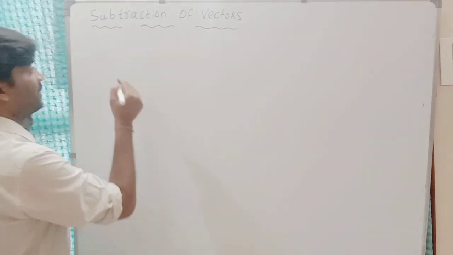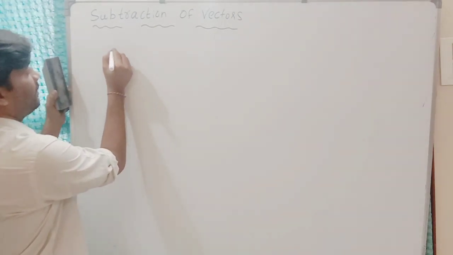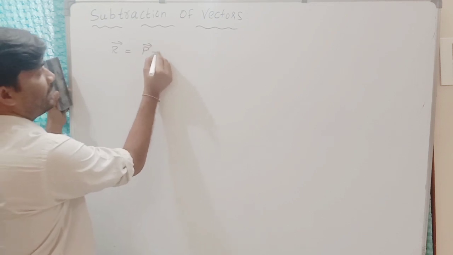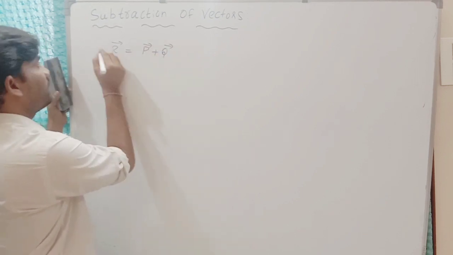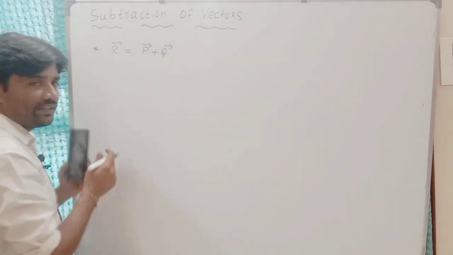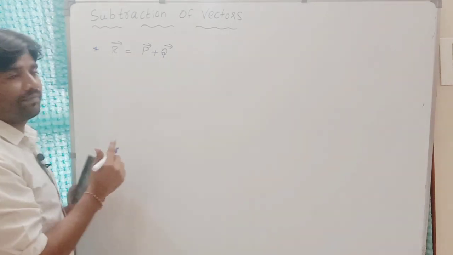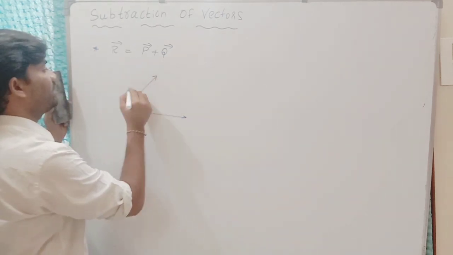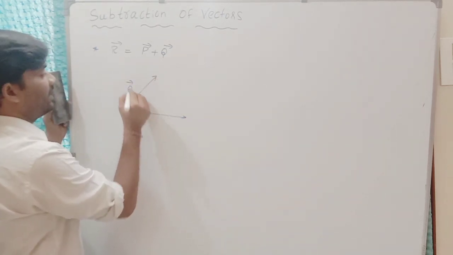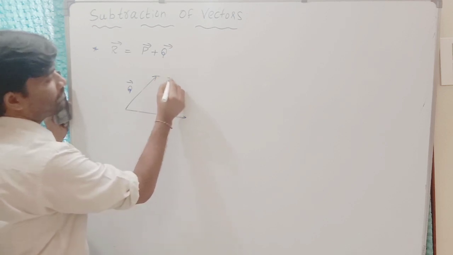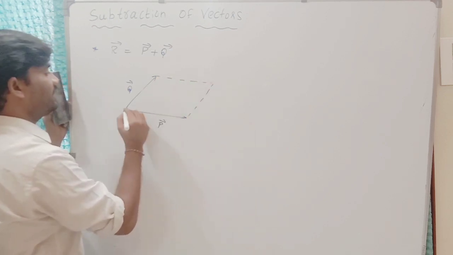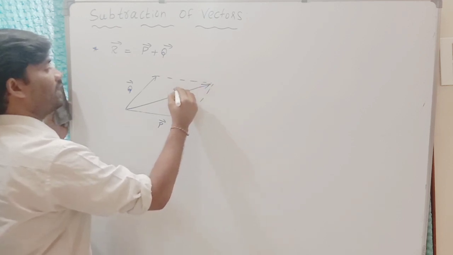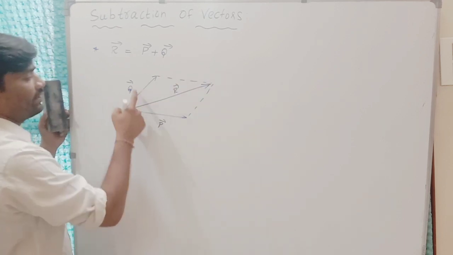Resultant means you can say the vector sum. If you have a resultant vector R which is obtained by the addition of these two vectors, P plus Q is the resultant, which is R. So you can represent that R vector with this larger diagonal of the parallelogram. Already we have studied this. This is the larger diagonal, and it gives the resultant of these two vectors.